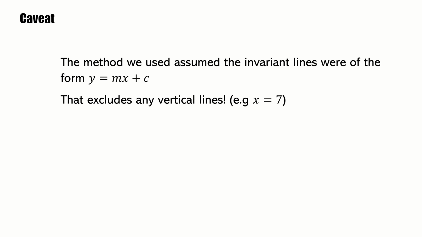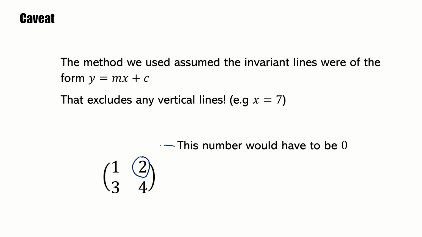And the easiest way to do that is just to look at your matrix, and you're basically looking at the top right hand corner element to see if that's a 0. If that number is a 0, then you need to check if there are any vertical invariant lines. If it's not a 0, you know there are no vertical invariant lines, so you needn't bother. Further down the road, I will get around to creating a video showing how you would actually go about proving or finding any vertical invariant lines.